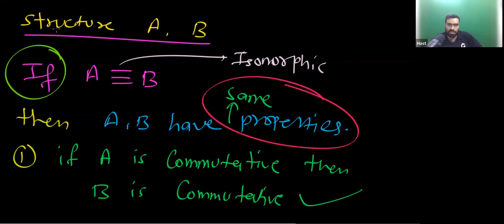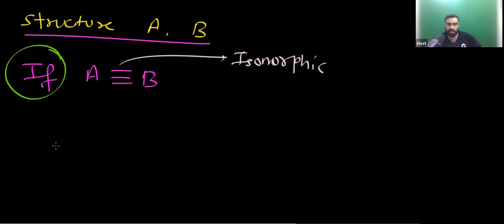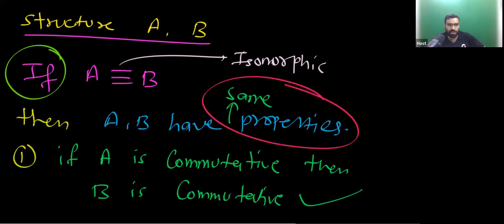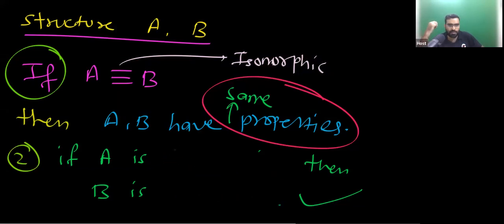See, two structures you have, A, B. They are isomorphic. If they are isomorphic, then they must have the same properties. If A is commutative, then B is commutative. What is another property? For example, if A is a group, then B is a group. Agree with me? If A is a group, then B is a group. Like this.